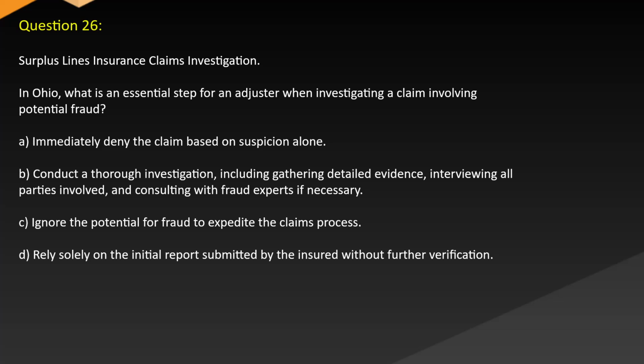Sections 3905.30 to 3905.36. Question 26. Surplus lines insurance claims investigation. In Ohio, what is an essential step for an adjuster when investigating a claim involving potential fraud? A. Immediately deny the claim based on suspicion alone. B. Conduct a thorough investigation, including gathering detailed evidence, interviewing all parties involved, and consulting with fraud experts if necessary. C. Ignore the potential for fraud to expedite the claims process. D. Rely solely on the initial report submitted by the insured without further verification.